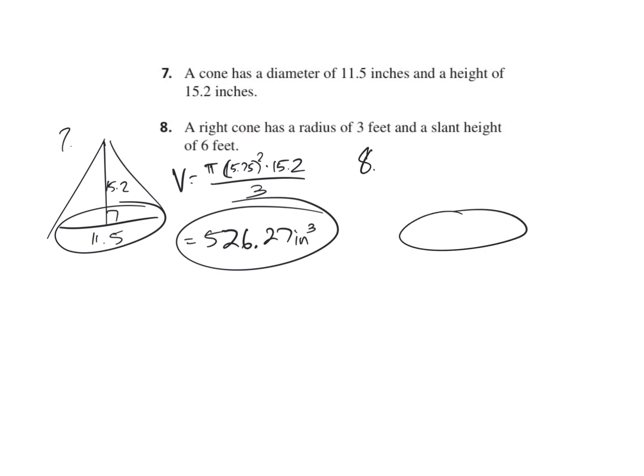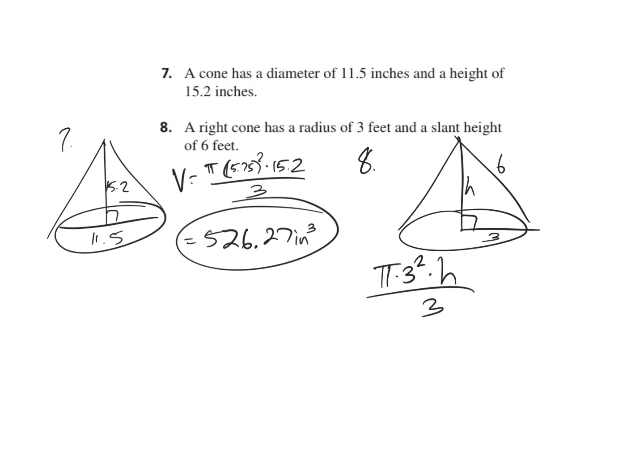Number 8, you have a right cone again. The radius is 3. The slant length is 6. So again, we're going to need our height. So pi r squared times the height over 3. So how do we get the height?